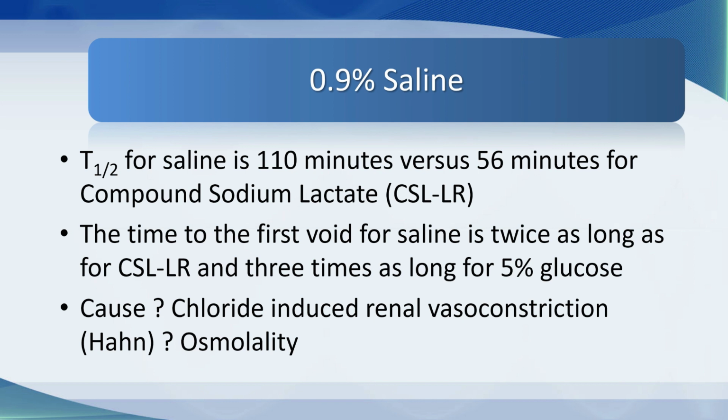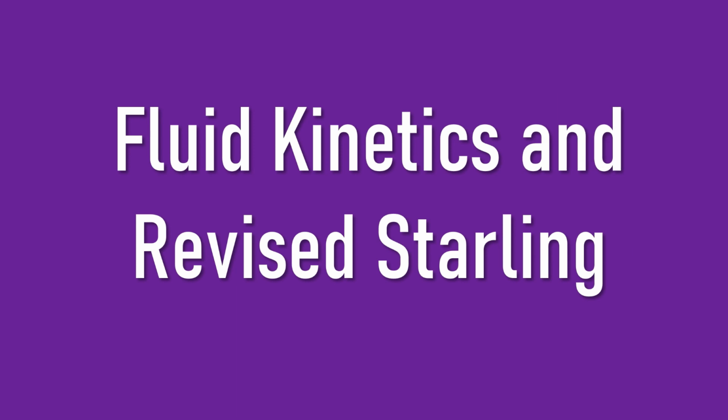There's lots of theories about how chloride, and it's probably the chloride, affects the kidneys and maybe it causes renal vasoconstriction. Maybe it's an osmolality related effect because saline is slightly hypertonic. We don't know, but we do know that they hold on to it for longer. What about fluid kinetics and the revised Starling equation?